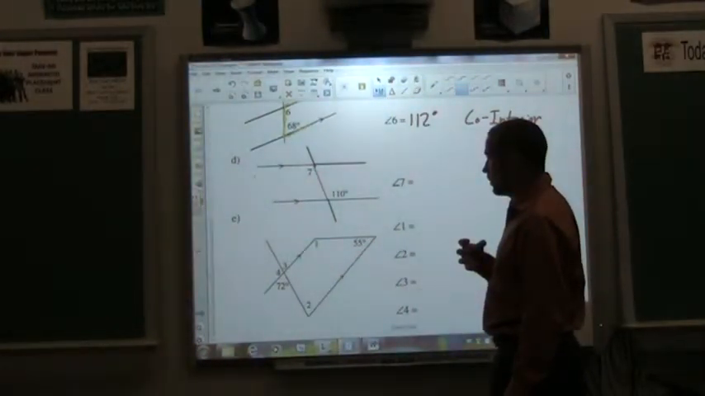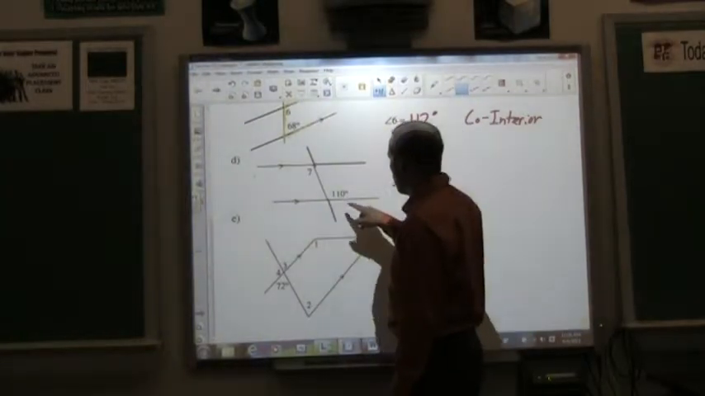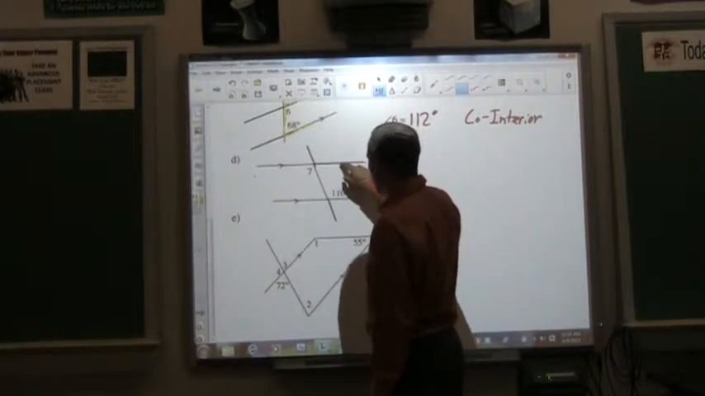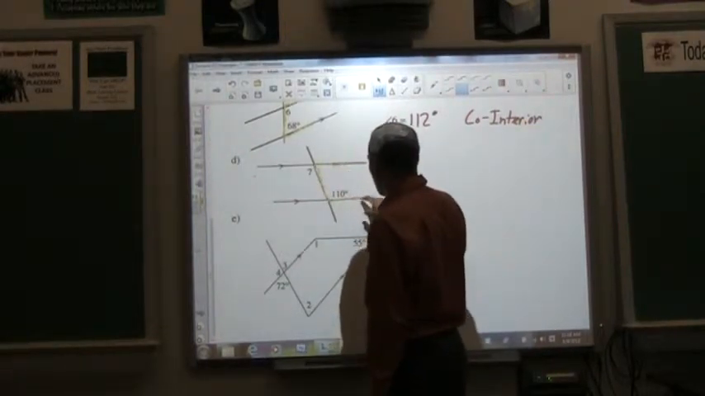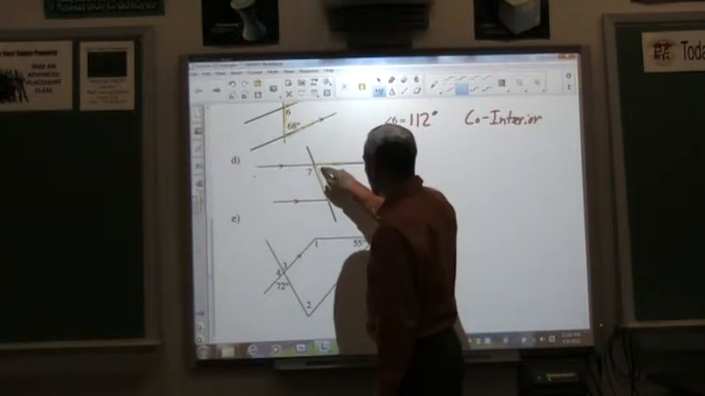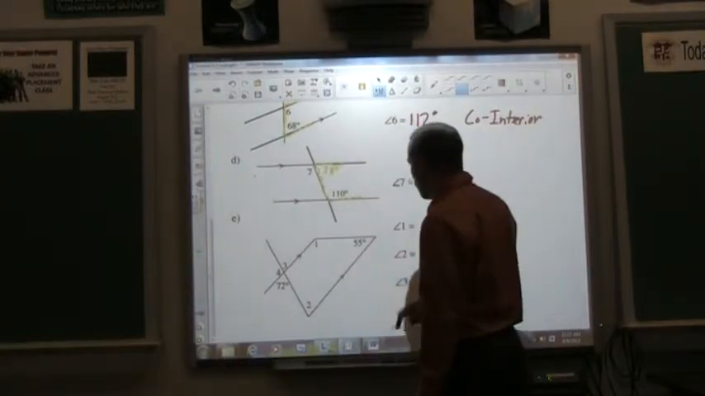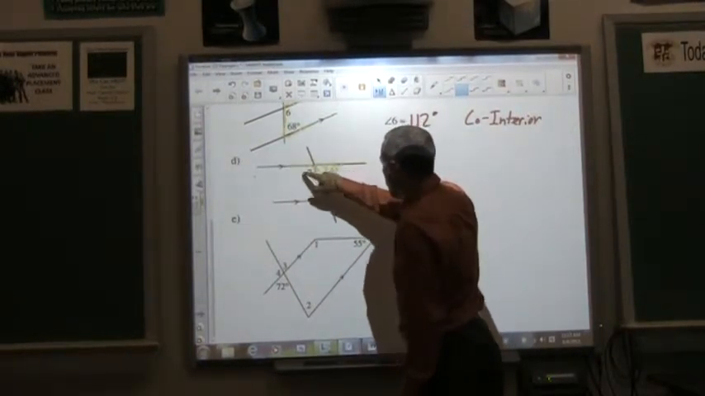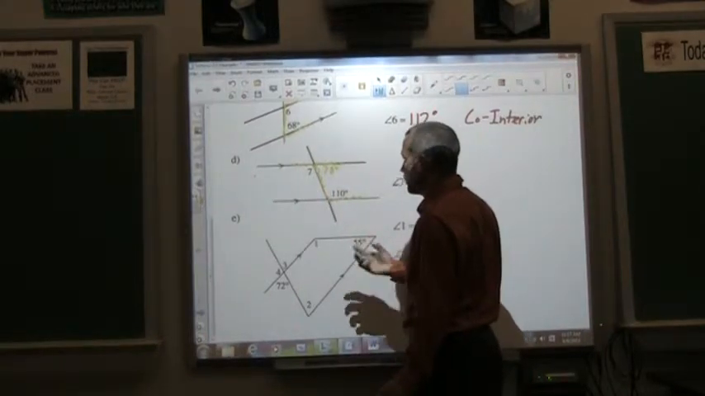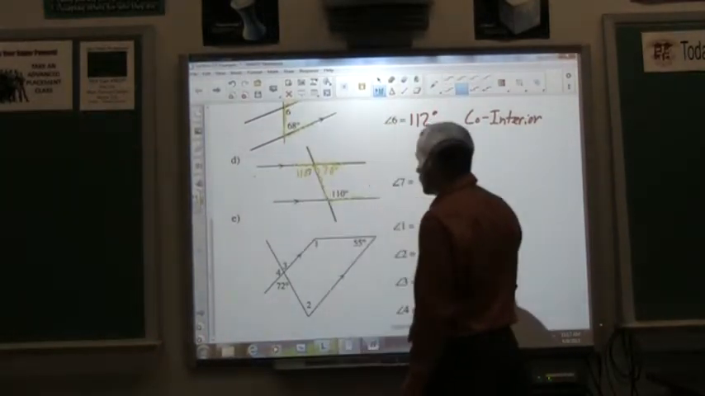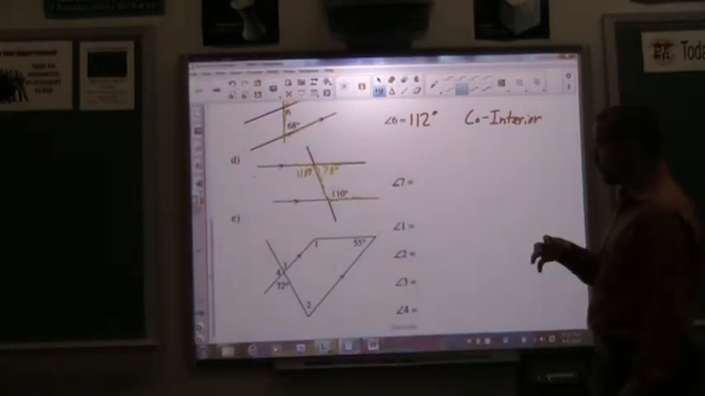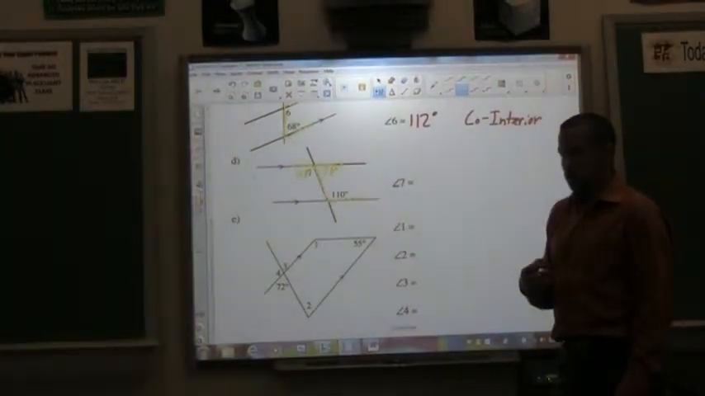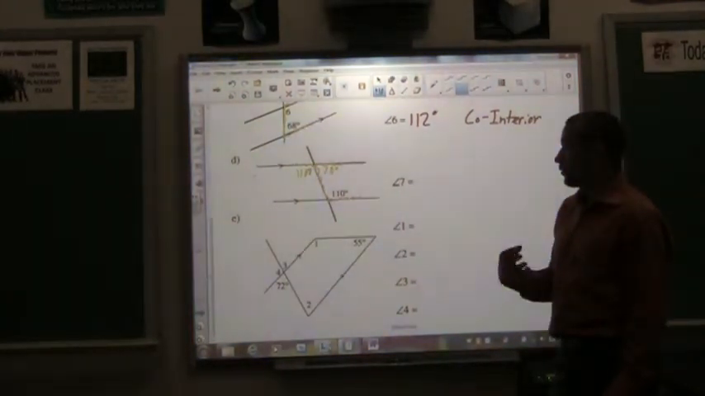For instance, I could go directly to the alternate exterior, or sorry, the co-interior right here, again C rule, and say that has to total 180, so this is 70 degrees in here. And then I would say this angle and this angle are together on a straight line, and so that has to be a total of 180 degrees, so this is 110 degrees. So we used two different spots, and I solved an angle that they didn't ask for. There's nothing wrong with that.